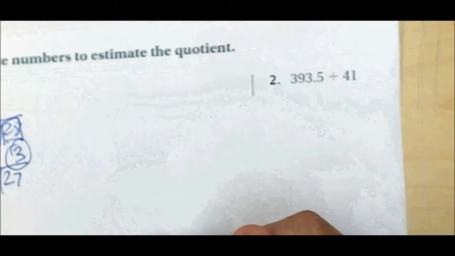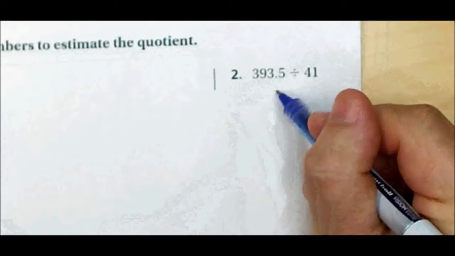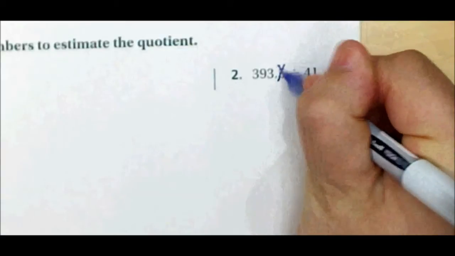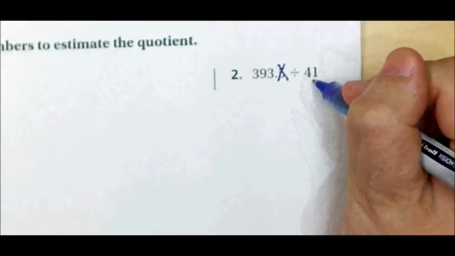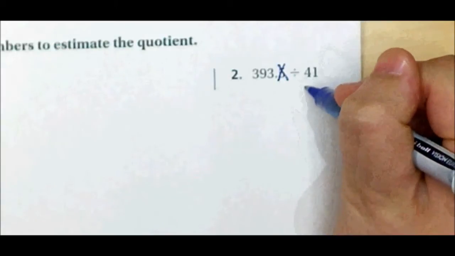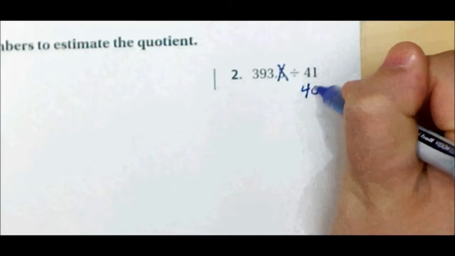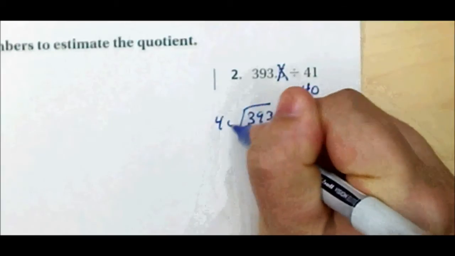Okay, here's my next example. 393.5 divided by 41. Now, once again, I don't need the 0.5. I'm estimating. I don't need to be that precise. This 41, though, I want to round it to something easier to work with. So I'm going to round it to 40. So now I have 393 divided by 40.